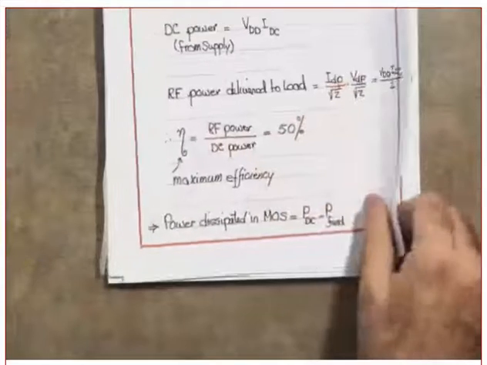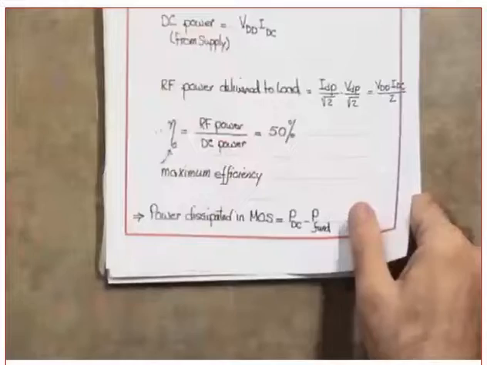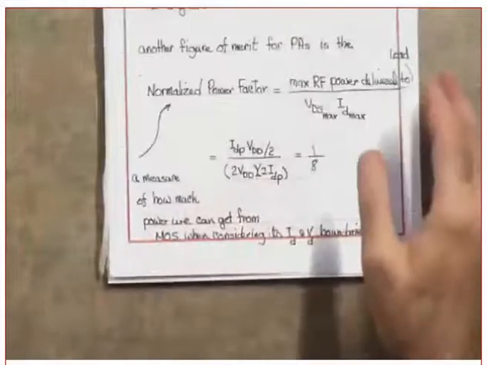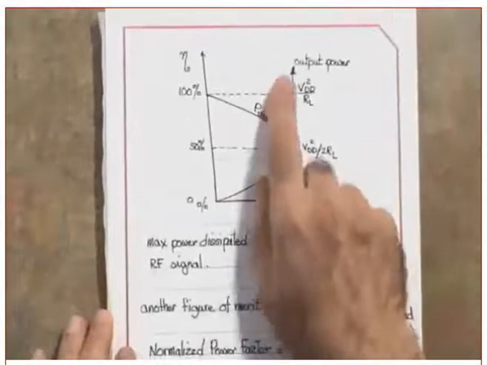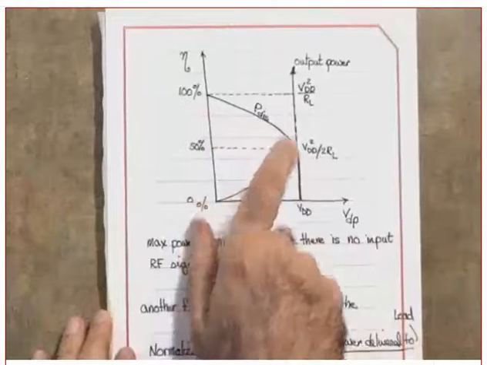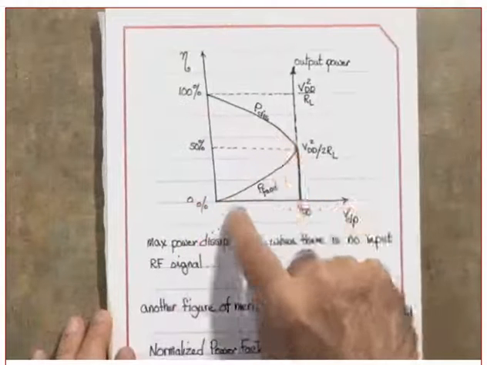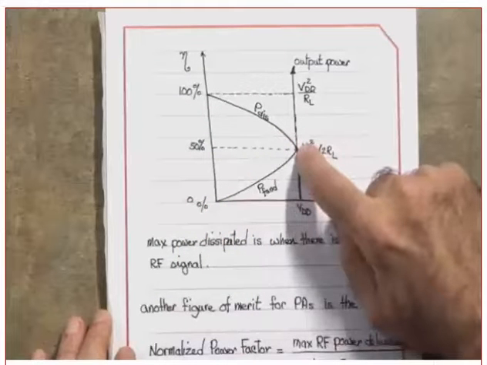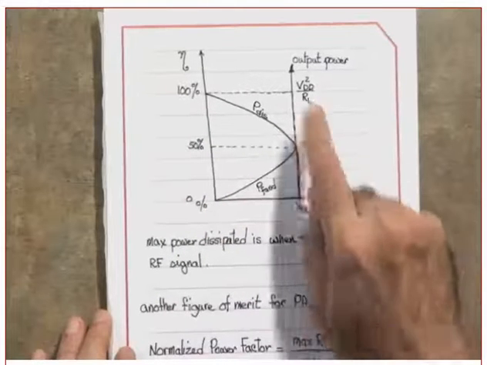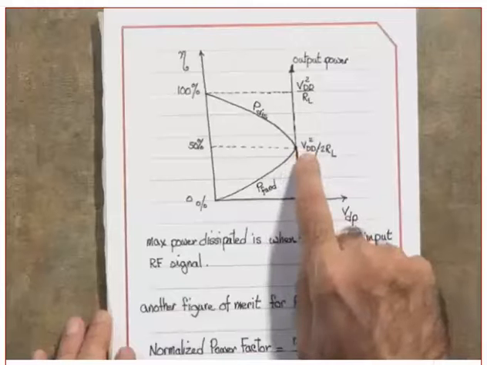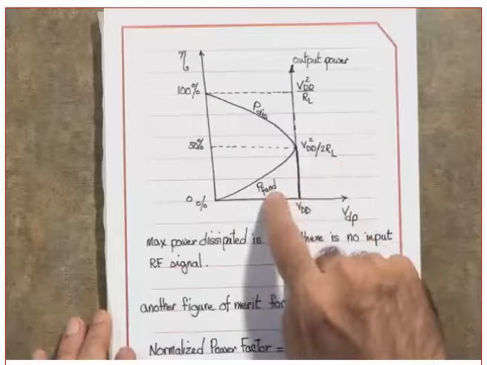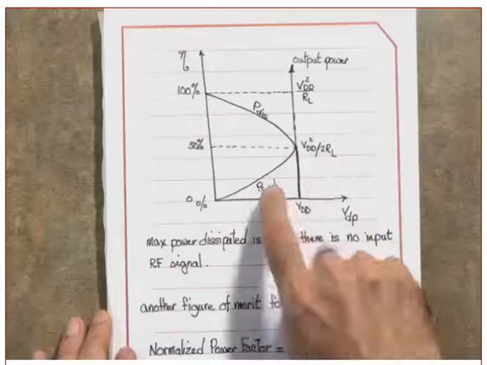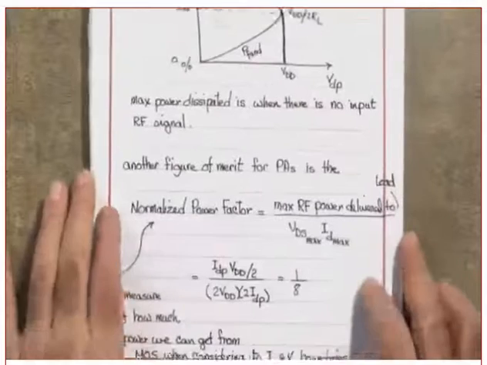Now, if you sketch all of this, don't write anything. Just download it from the site. It will be posted. So if you sketch a diagram that shows the output power, this is the power dissipated. This is the actual power. And you reach a point here where the maximum power is delivered, which is VDD square over 2RL.